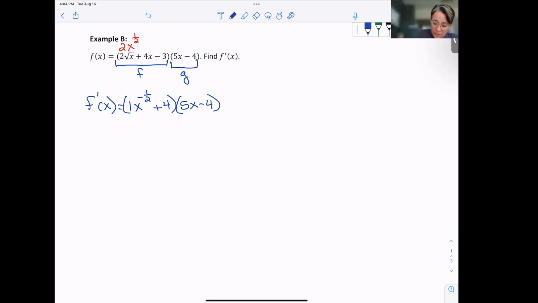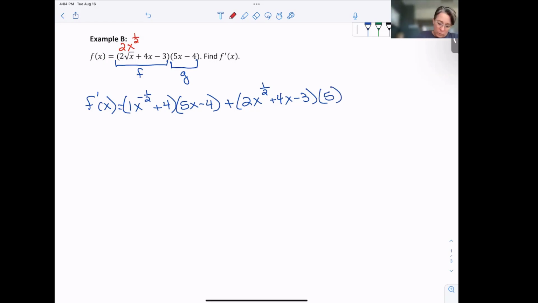And then let's do it again, but take the derivative of the second one instead. So we're going to keep the first one again, 2, and we can go ahead and write it x to the 1/2 in case we multiply or simplify here in a minute, plus 4x minus 3 times the derivative of the second factor, which would be 5. Because remember, the derivative of the constant negative 4 would just be 0.